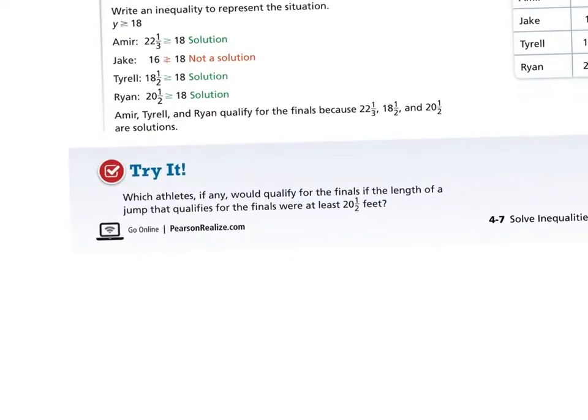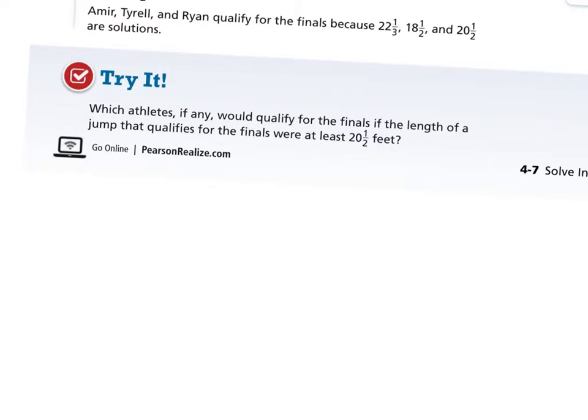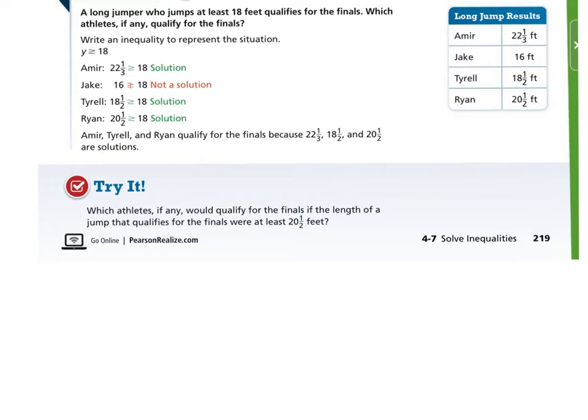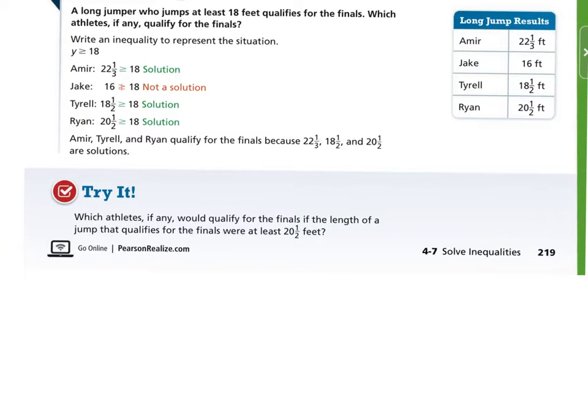And then the try it, which athletes, if any, would qualify if the length of the jump were at least 20 1/2 feet? So at least 20 1/2 feet, who would have qualified? Amir and Ryan. Amir and Ryan, good.